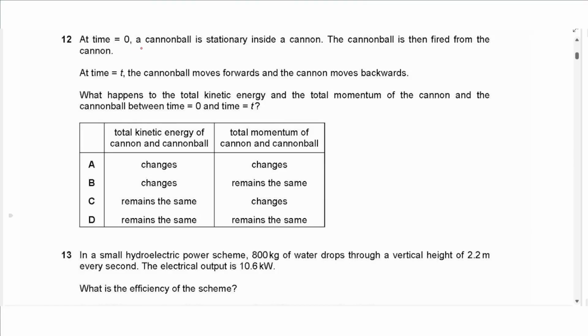Question 12 says, at time 0, a cannonball is stationary inside a cannon. The cannonball is then fired from the cannon. At time t, the cannonball moves forward and the cannon moves backwards. What happens to the total kinetic energy and the total momentum of the cannon and the cannonball between time 0 and time t? So for this explosion, the momentum is conserved, so the total momentum remains the same, but there was no kinetic energy at the start because everything was stationary. Then they moved, so there is kinetic energy at the end, so kinetic energy changes, so the answer is B.